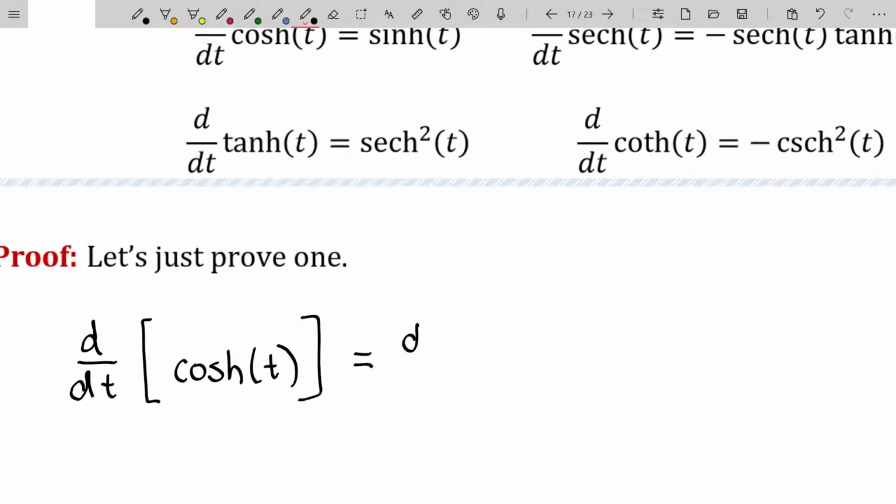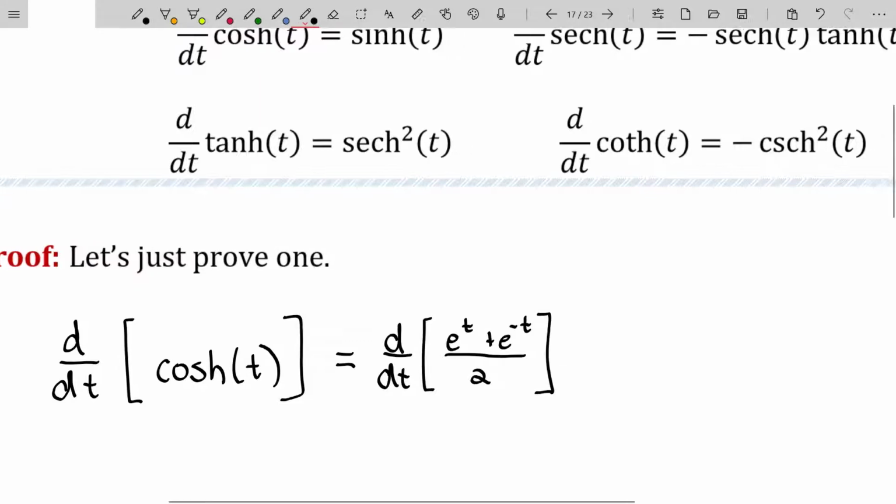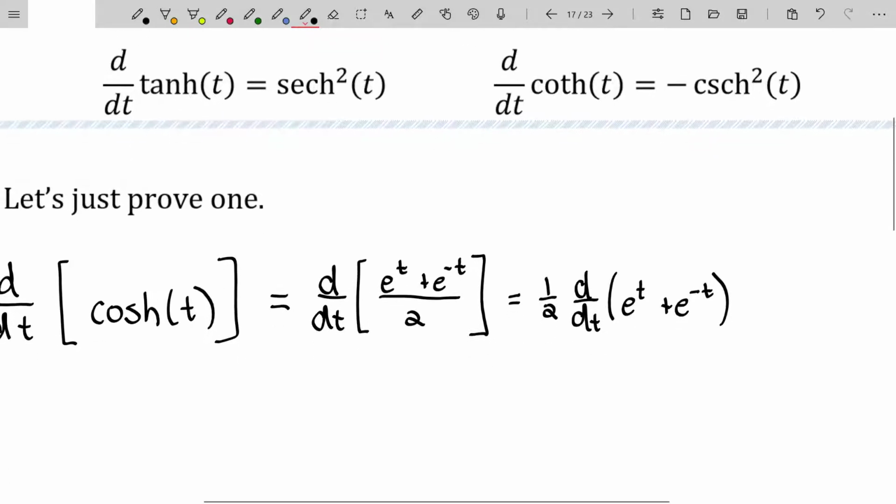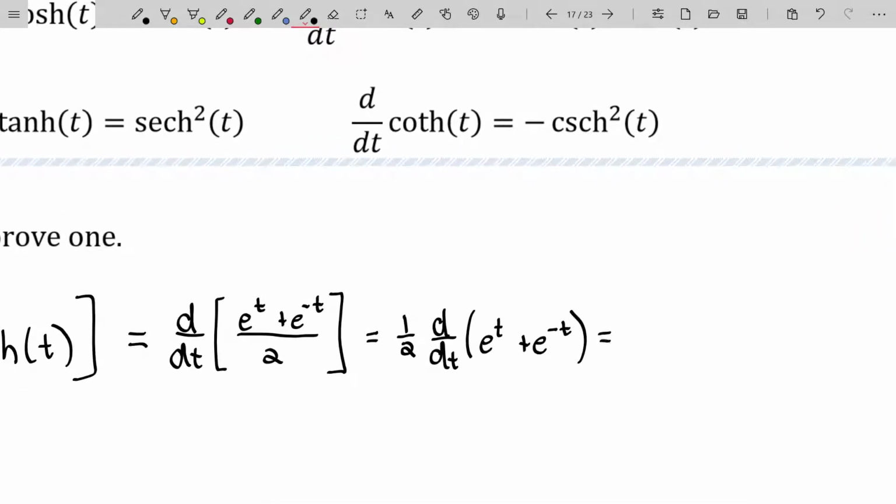Derivative of the cosh is the derivative with respect to t of the exponential form of the cosh, e to the t plus e to the negative t over 2. And of course, I'll factor out the half: the derivative with respect to t of e to the t plus e to the negative t. That was supposed to be a negative t, but obviously that did not work for me. And then the derivative of e to the t is e to the t.